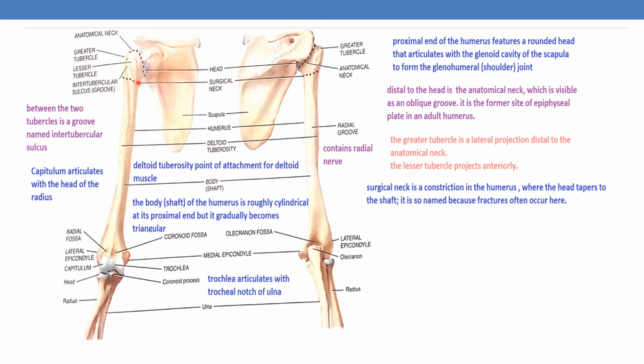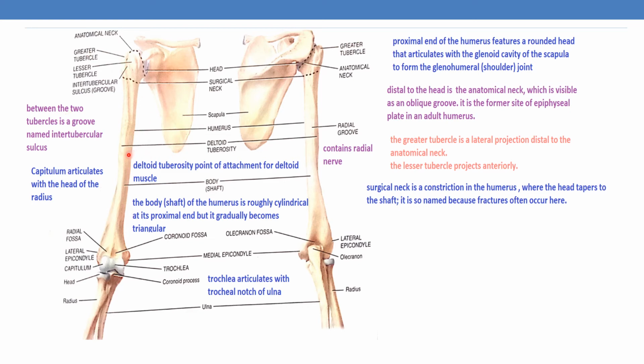And the next point is between the two tubercles, that is the greater tubercle and the lesser tubercle. Between the two tubercles there is a groove named the intertubercular sulcus or groove. This is the intertubercular sulcus or groove.